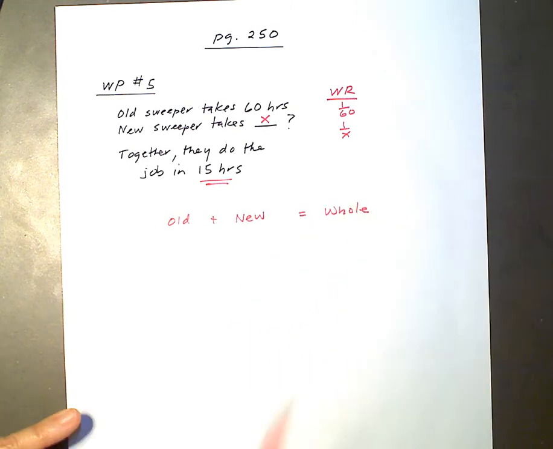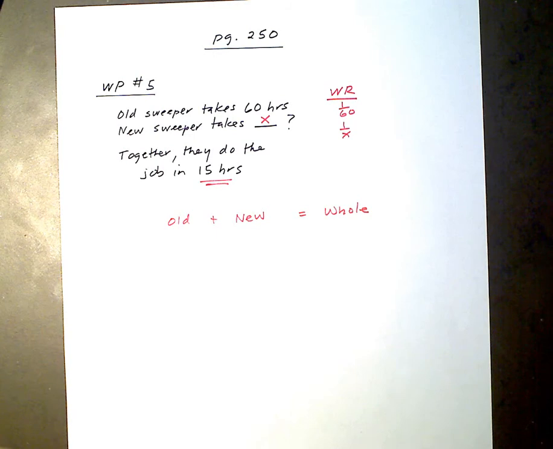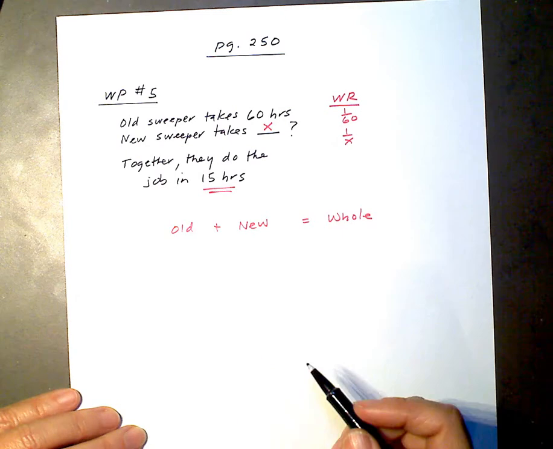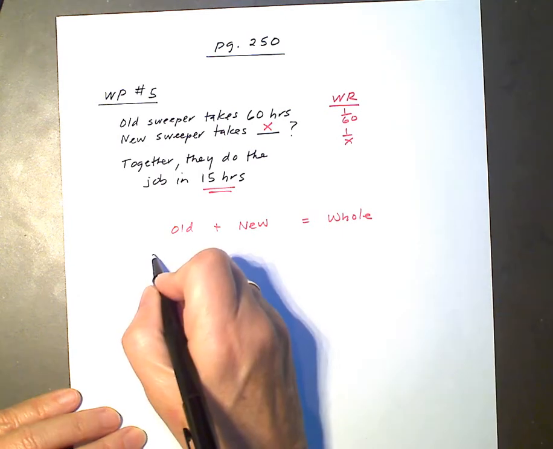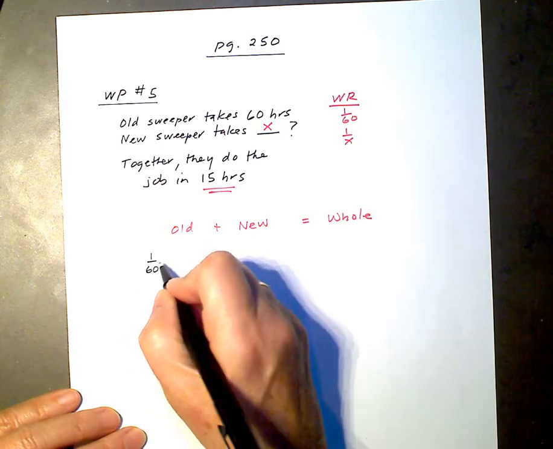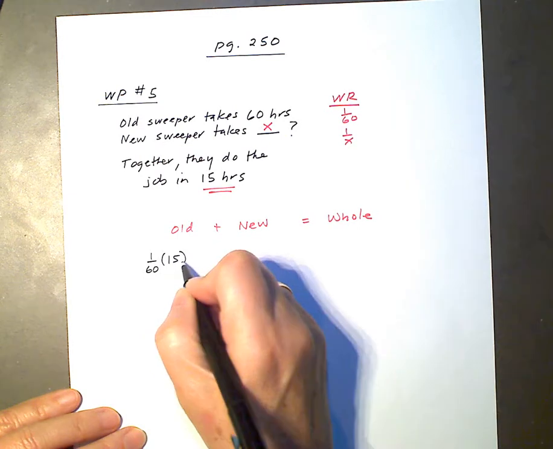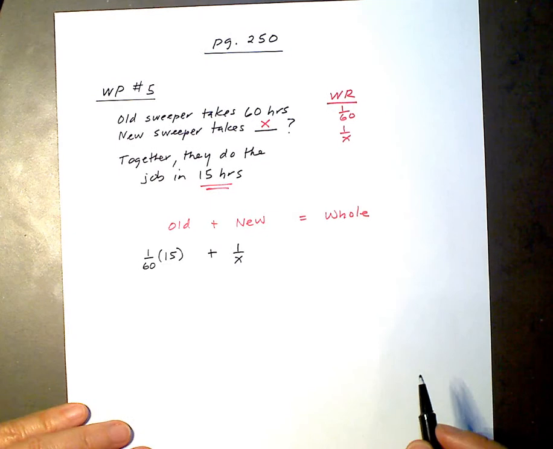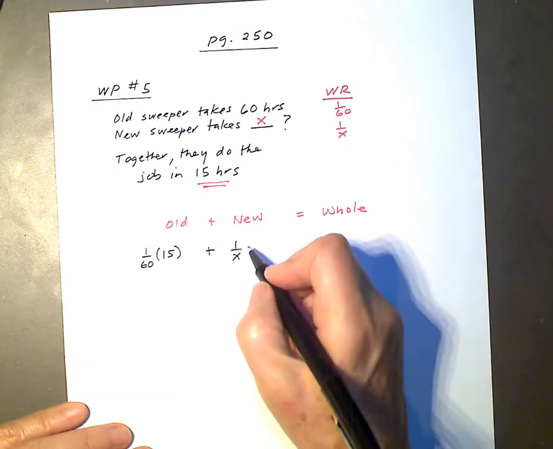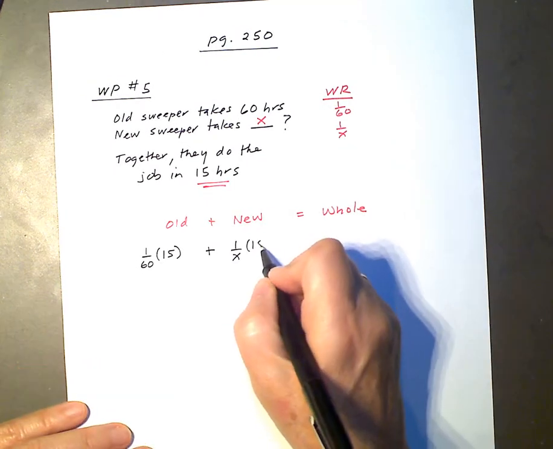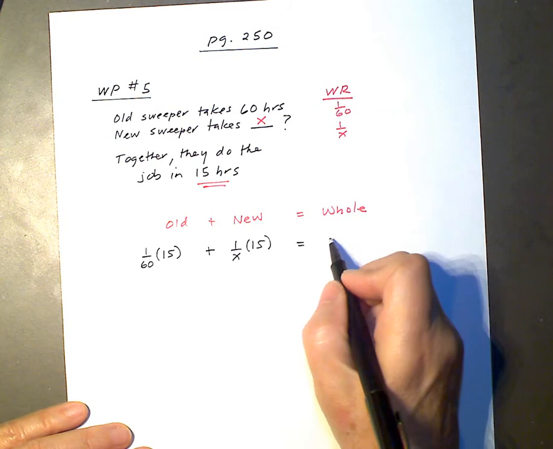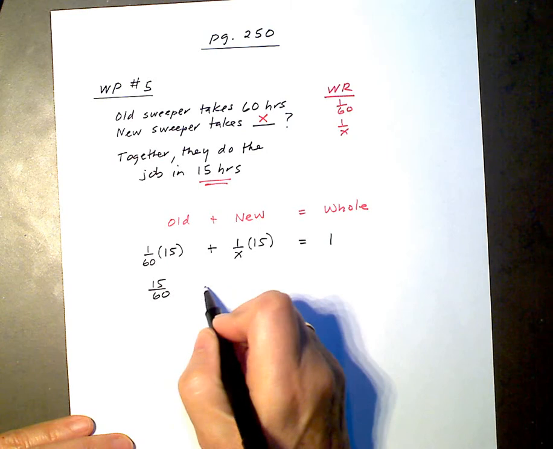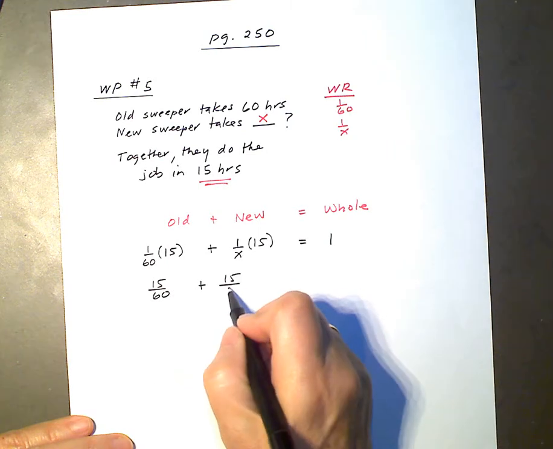The work done by each is going to be their work rate times the amount of time that they work together. So for the old one, it's 1/60th of the job per hour, but they work for 15 hours together. For the new one, it's 1 over x, the amount it takes that new sweeper alone, times 15, and altogether that's 1. So I can look at this as 15 over 60 plus 15 over x equals 1.